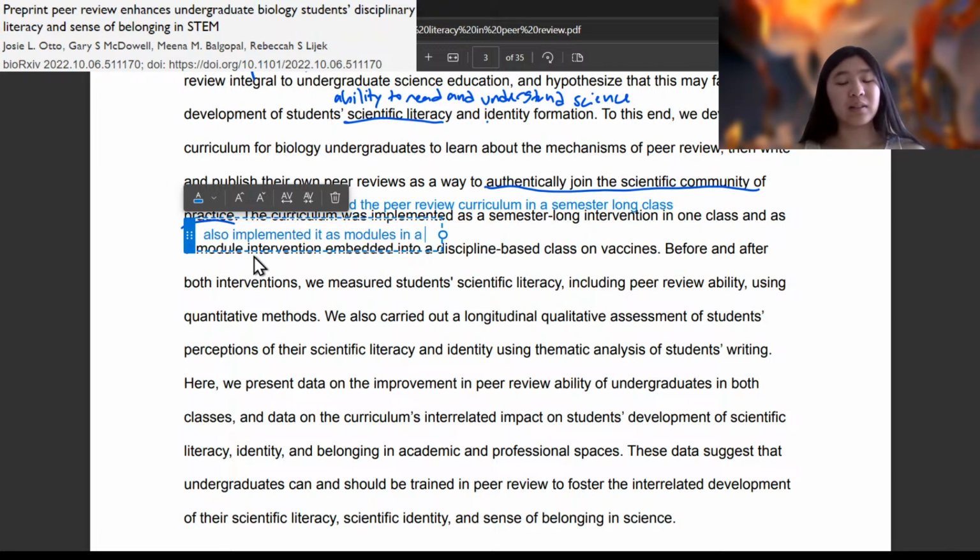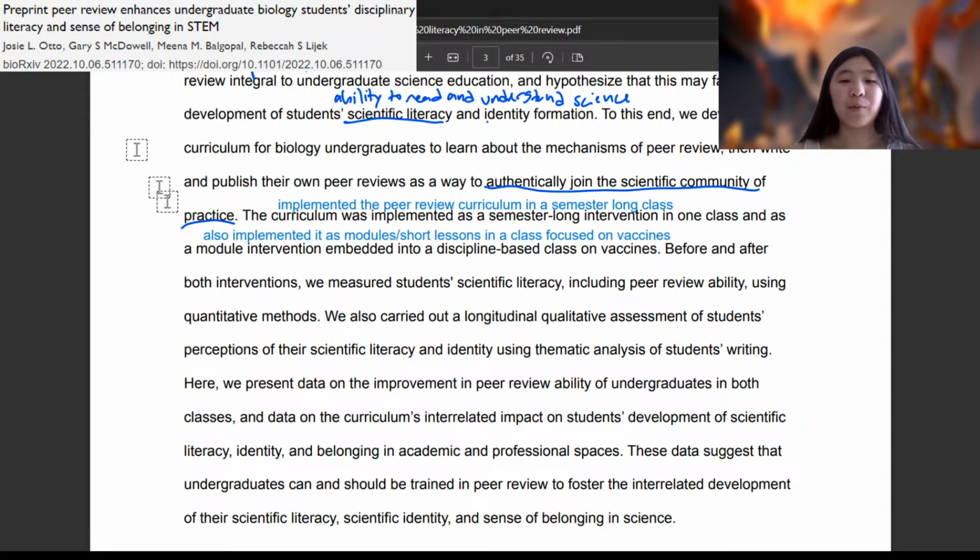in a discipline-based class. So that would be usually a shorter class that is focused around a single topic. So usually a discipline-based class might meet once a week for a couple hours, so maybe like a 2-hour class once a week, and they basically talk about that one topic. So in this case, the discipline-based class is on vaccines. Short lessons in a class focused on vaccines.